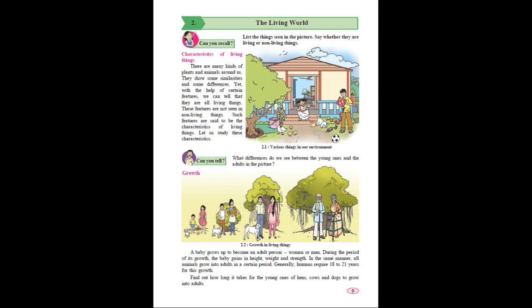In the same manner, all animals, and we humans too, grow in the same way. When you observe very carefully, you will see that a human requires around 18 to 21 years for this growth. After 21 years, you will see that the growth in height stops for everyone, right? It has been observed that after 18 to 21 years, growth in human beings stops. In the same way, it happens in animals also.